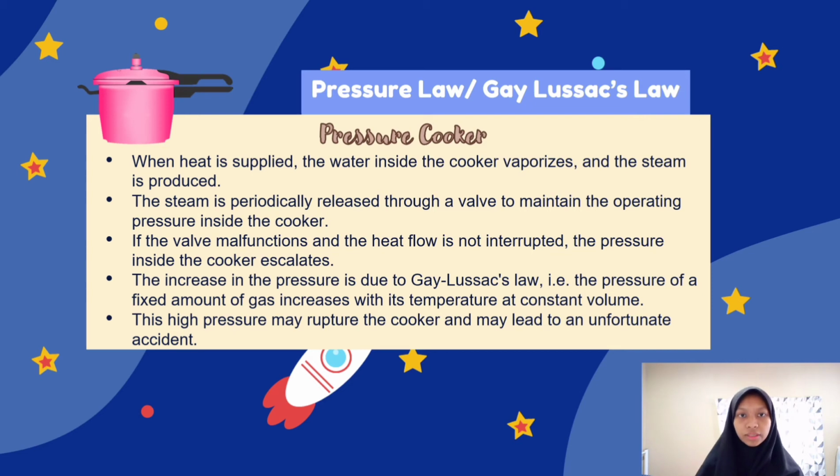If the valve malfunctions and the heat flow is not interrupted, the pressure inside the cooker escalates. The increase in pressure is due to Gay-Lussac's law: the pressure of a fixed amount of gas increases with its temperature at constant volume. This high pressure may rupture the cooker and may lead to an unfortunate accident.